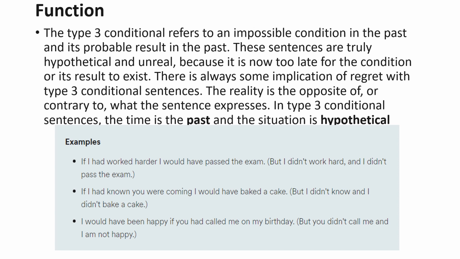You can see in the examples, if I had worked harder, I would have passed the exam, but I did not work hard and I did not pass the exam. So this is unreal. If I had known you were coming, I would have baked a cake, but I did not know and I did not bake a cake. So the information which is provided in the bracket shows how unreal it is. In the third example, you can see that I would have been happy if you had called me on my birthday, but the reality is you didn't call me and I'm not happy.